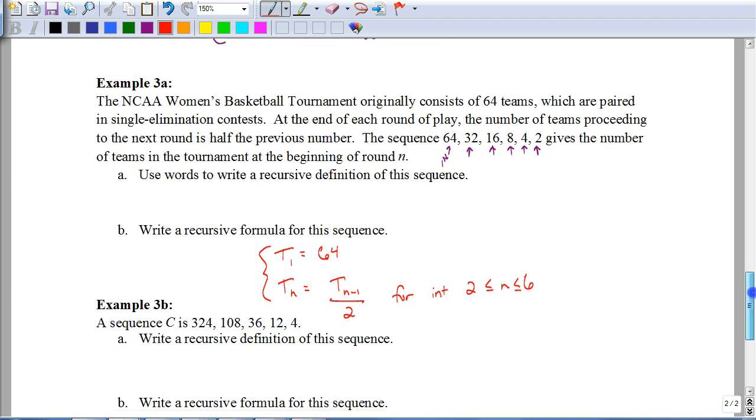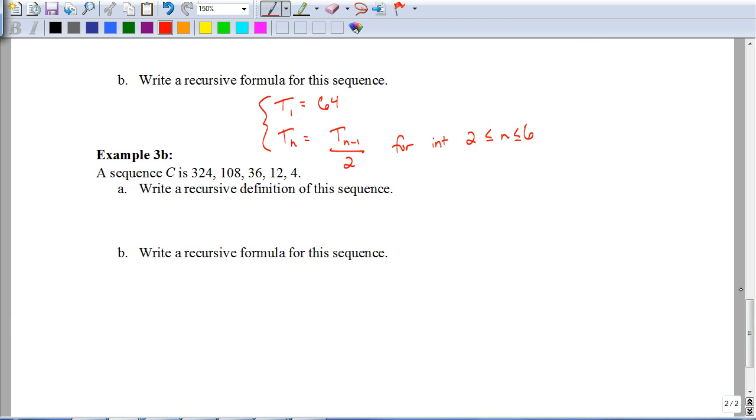Okay, why don't you guys try one more on your own? See if you can figure out what's going on here. You don't have to worry about the first part, the recursive definition. Again, that's just writing it out in words. We want to just start with the formula, so let's just work on that.